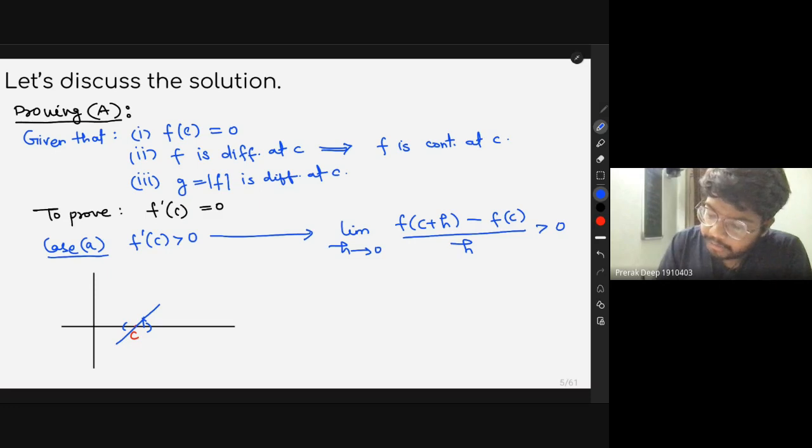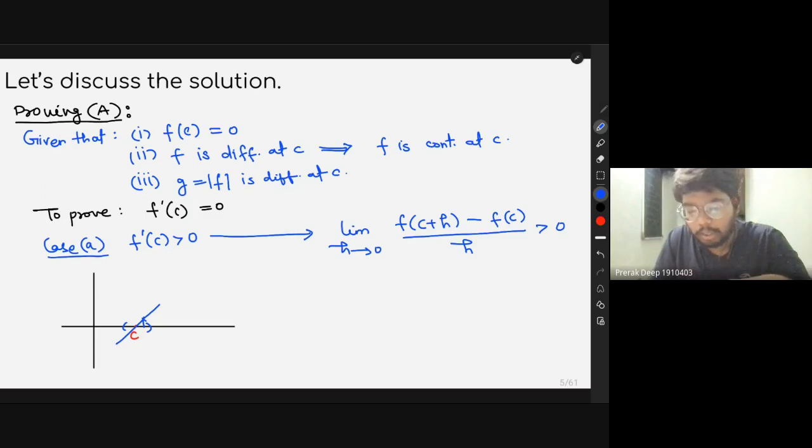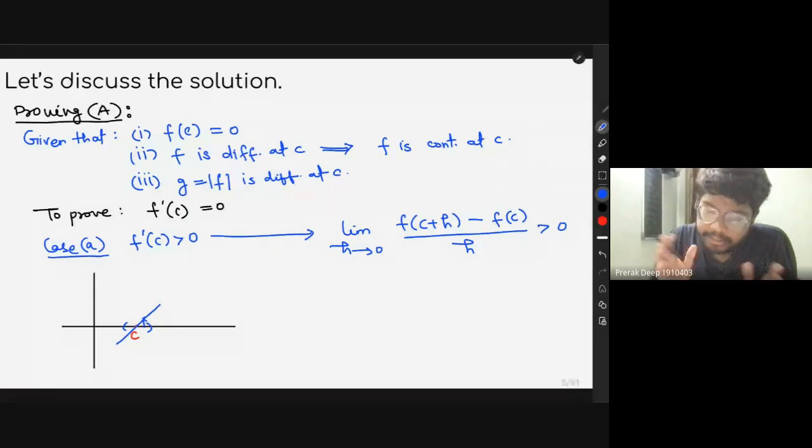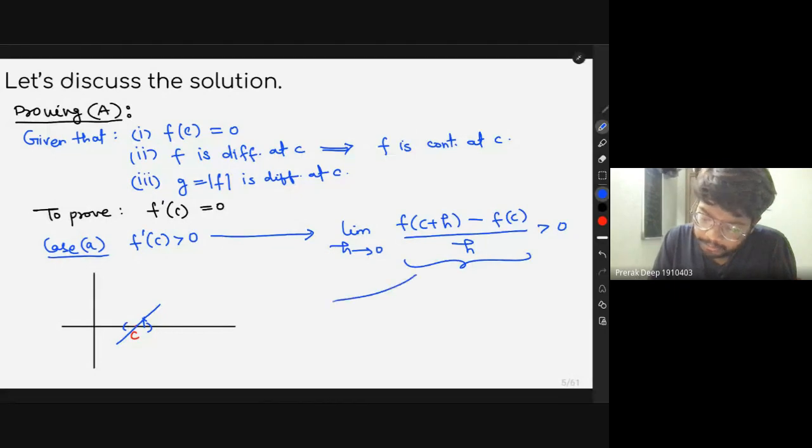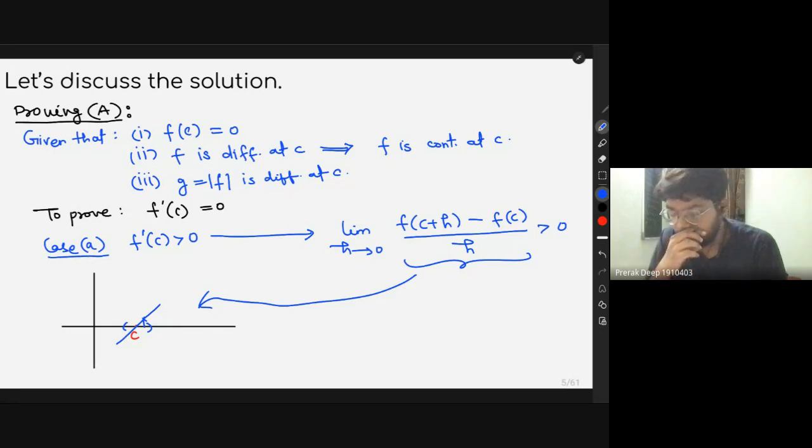And if you take h to be negative, basically if you go backwards, then this difference is going to be negative. So in some sense, locally, what you are capturing is that in a small neighborhood, this quantity is positive. Locally means around a neighborhood of C, there exists a small neighborhood of C.